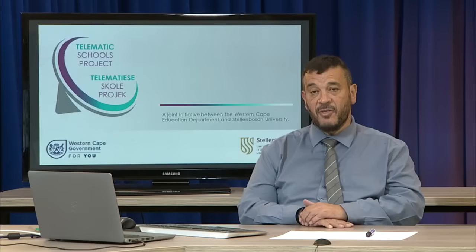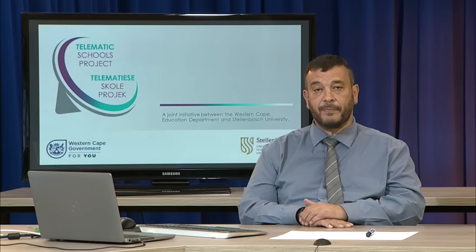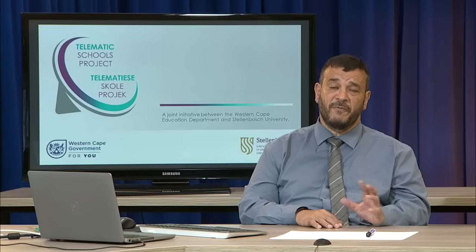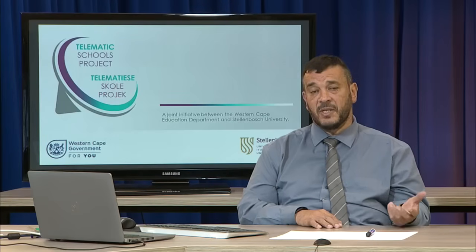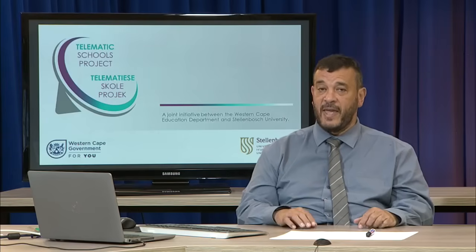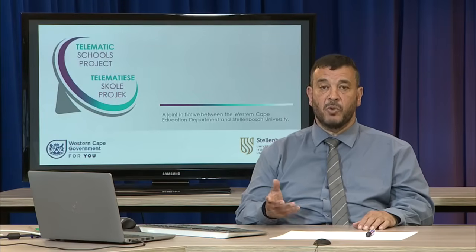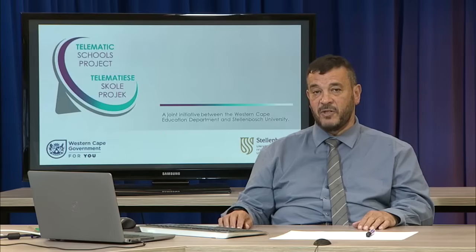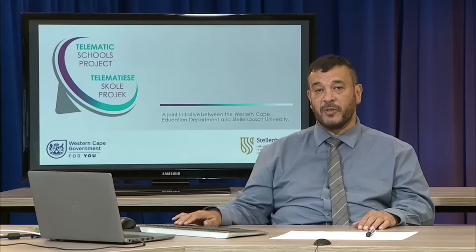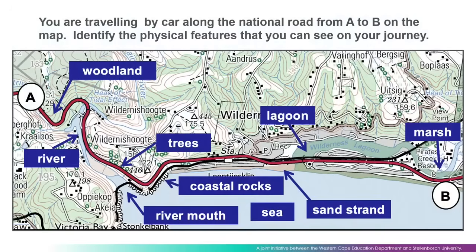So grade 11s, I think that you understand that it's quite simple, right? This is not really rocket science. I think that you now know the difference between physical features on the one hand, features that occur naturally, and on the other hand, your constructed features or human-made features. Let's go on to our second topic for the day. Now, before we go on to the second topic, let's look at another example.